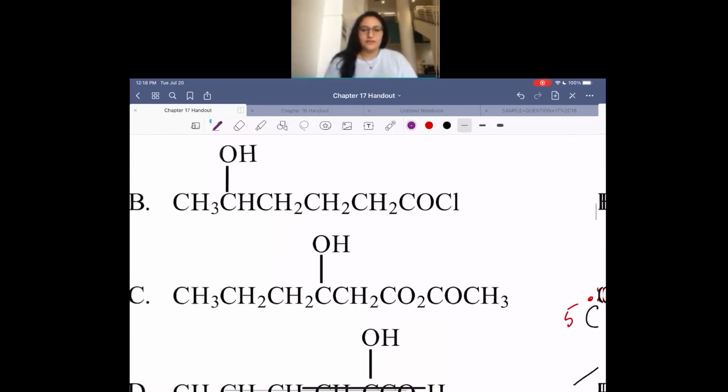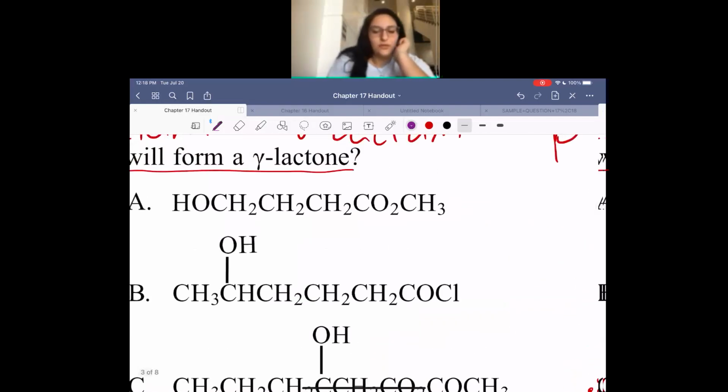And so when we go to the answer choices, what we're going to do is identify the carbonyl carbon. And we know this because Rosemary told you to memorize a couple of those condensed formulas. So CO2CH3 looks like this. So we have our carbonyl carbon, and we can say this is alpha, this is beta, this is gamma. That looks pretty good so far.